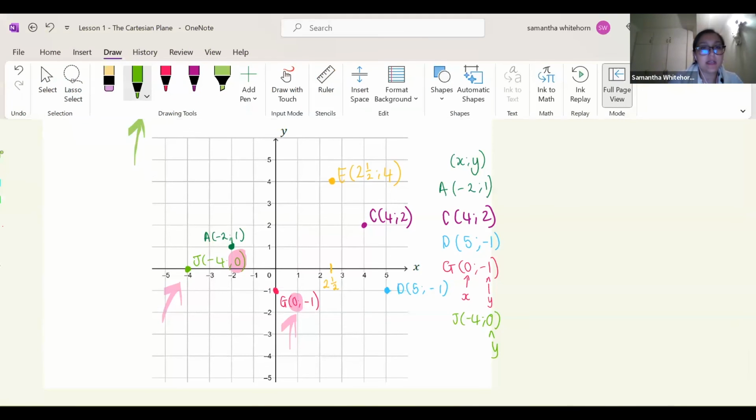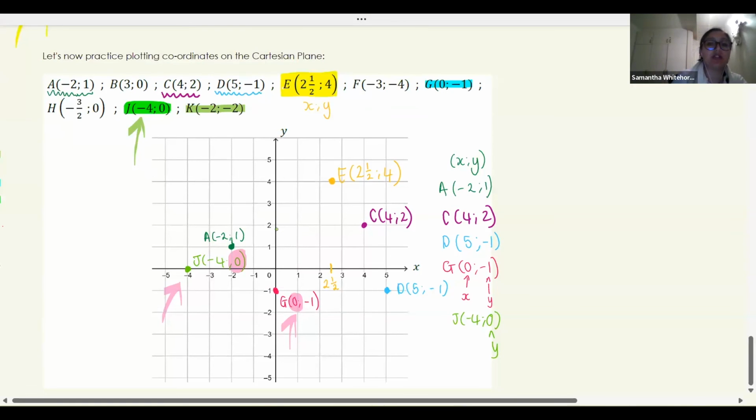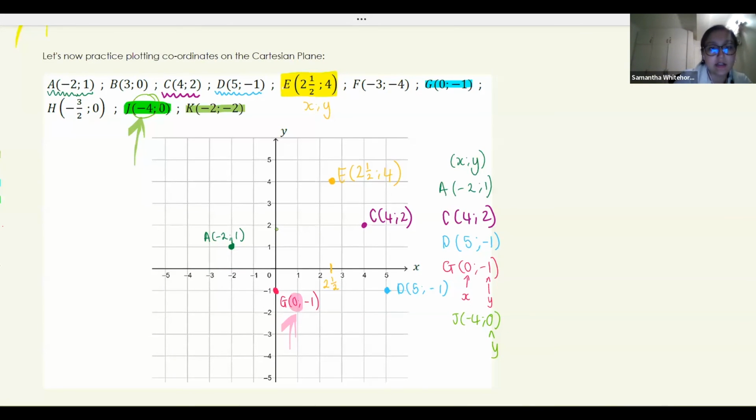Okay, so if it's something like J, I'm just going to take off where we plotted for J. We're going to follow the same procedure that we did. So we go to x is -4, and then we go to y is 0. But y is 0 is right here on the origin. So when we move across to meet at -4, it's going to sit on the axis. That 0 means we haven't gone up or down, so we're going to be on the x-axis. Does that make a bit more sense?